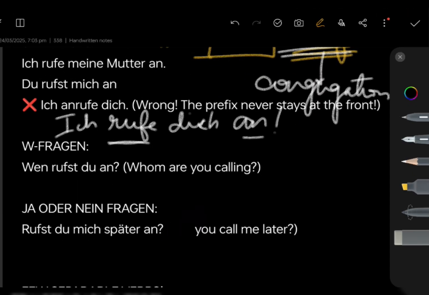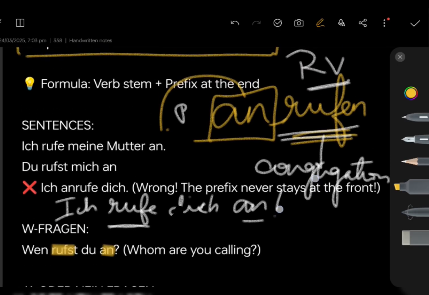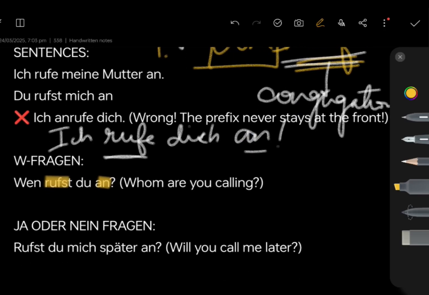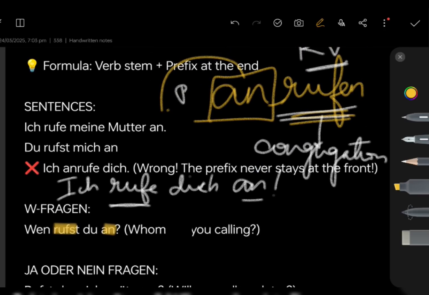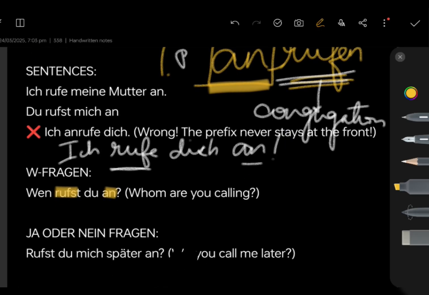In German, we have two types of questions. W-Fragen, which is WH questions, and Ja oder Nein Fragen, which is yes or no questions. Let us see how the sentence structure is. First up, we have W-Fragen. Wen rufst du an? Whom are you calling? Here, can you spot the trennbare Verben? Which is anrufen. You're right. Here, as usual, an, which is the prefix, comes at the end.